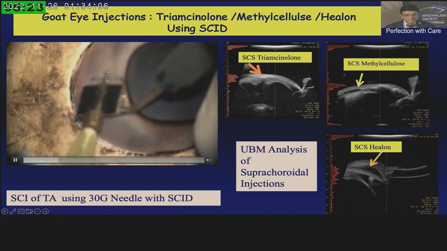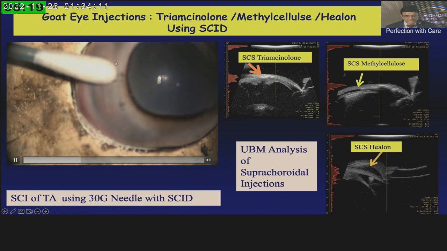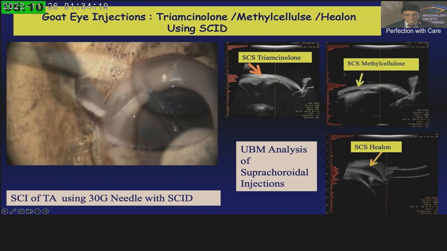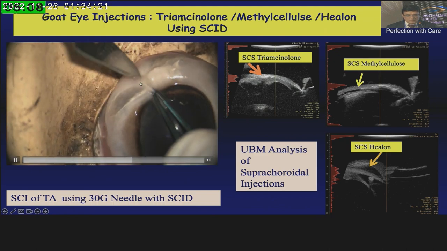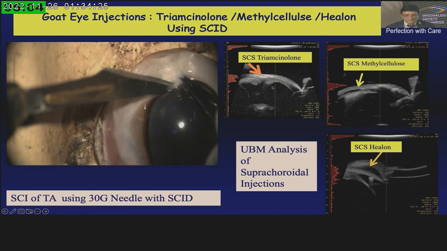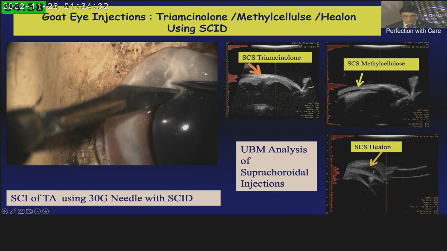You will see the injection being done into the suprachoroidal space. Then I will dissect out the suprachoroidal space and demonstrate that the drug has gone into the suprachoroidal space. We also inject it in the goat's eye. You can see here this whitish material, which is triamcinolone. And then we did a UBM analysis of triamcinolone in the suprachoroidal space, methyl cellulose and Healon, and you can see here the suprachoroidal space is expanded by Healon.